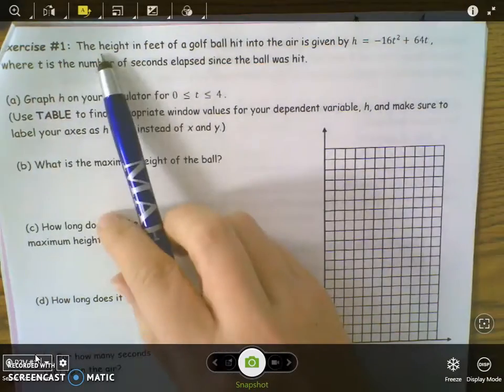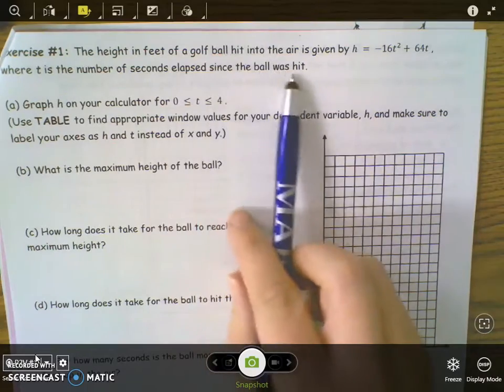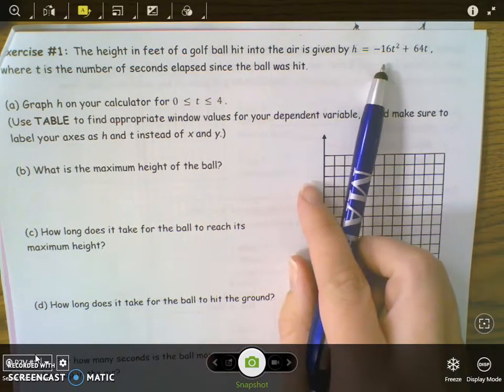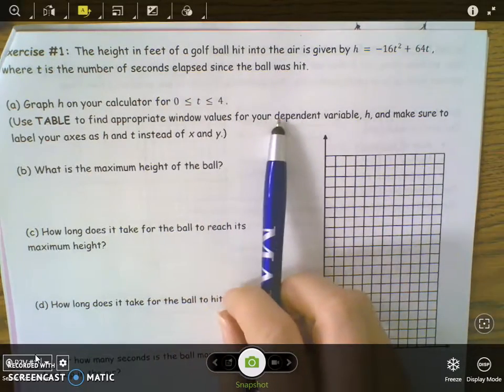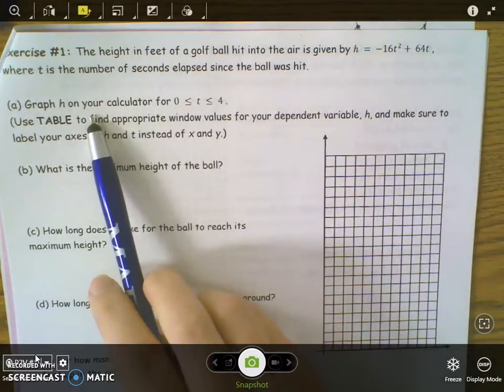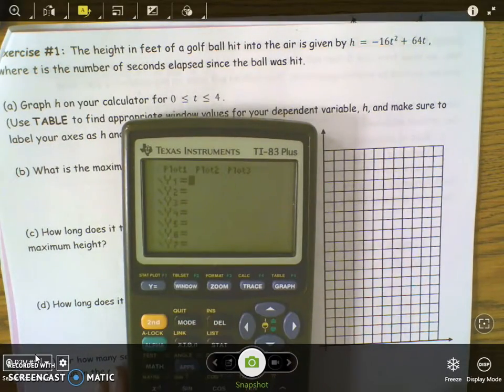So here's the situation. We've got the height in feet of a golf ball hit into the air is given by h equals negative 16t squared plus 64t. T is the number of seconds elapsed since the ball was hit. So we're going to graph this on our calculator. So go ahead and go to y equals so we can put in our function.